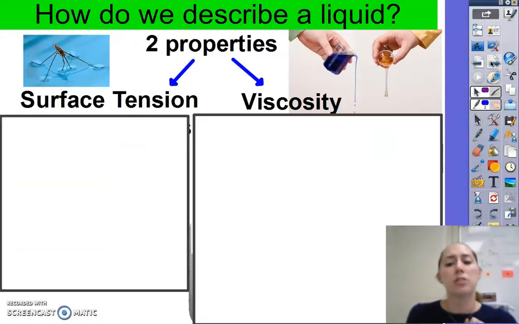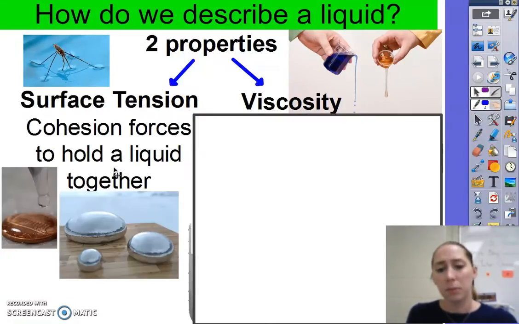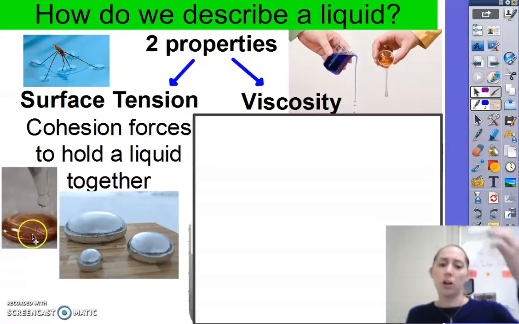There are two properties you really want to know about a liquid. One is surface tension, and you learned this in 6th grade. It's caused by the cohesive forces that hold a liquid together. So cohesive, so same molecules pulling each other together. And you learned about it in terms of the unique properties of water, which is causing this little bug to be able to run across the top here, or for you to put drops of water on a penny.